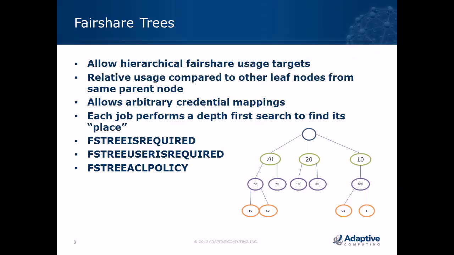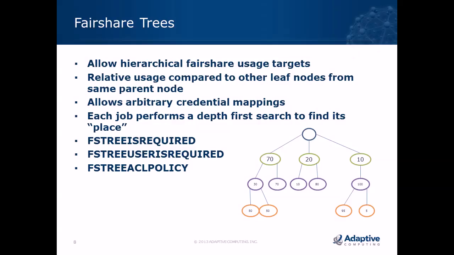So this group should receive 30% of the usage of the 70%. So 30% of 70%. And going down, you get this user should consume 50% of 30% of 70% of the system. So it allows for some very rich policies to say who should get usage of the system. What is fair for your site on the system?